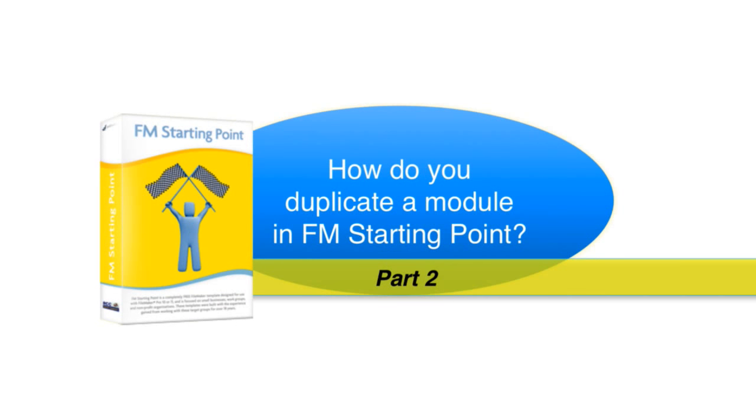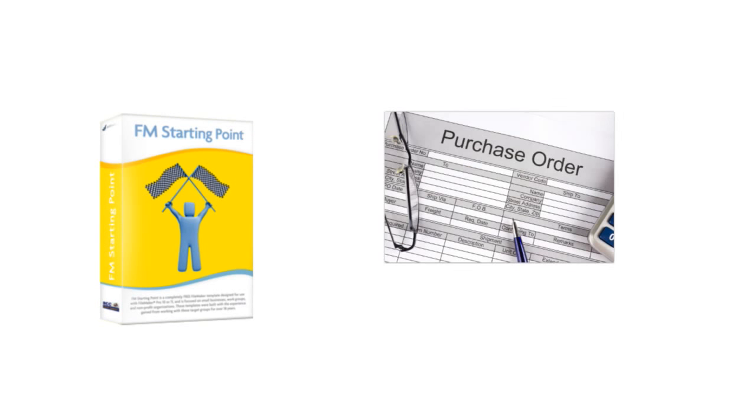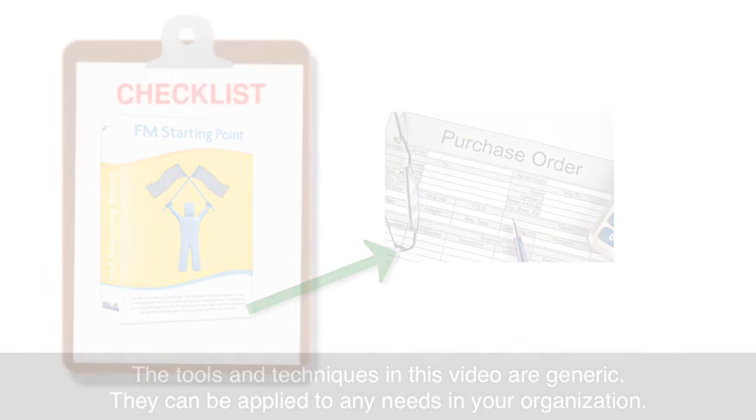Now I want to point out that while this conversation is about creating a module for purchase orders, the tools and techniques in this video are generic. And so you can apply these skills to any module that you might need to create for your organization. Now at this point, I want to go ahead and pull out our checklist. We haven't talked about this before, but at this point, I think it's useful to have a checklist. So item 1 is to, of course, determine what our business needs are.